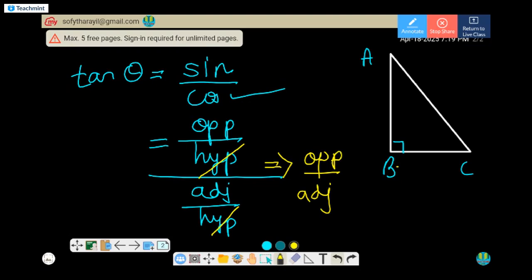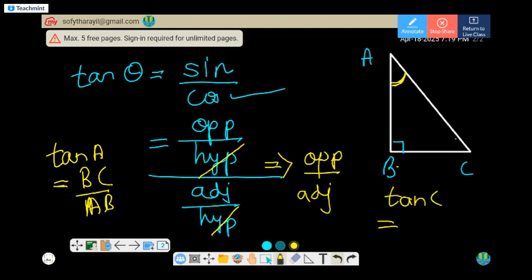So try this. Yes, Nidhi, try this. Tan A. What will be the value of tan A? It is opposite upon adjacent. Opposite side upon adjacent side. So what will be the value? BC by AB. Correct. BC by AB. Ansh, tell me tan C. Ma'am, tan C, right? AB upon BC. Correct. AB upon BC. You can write this down.